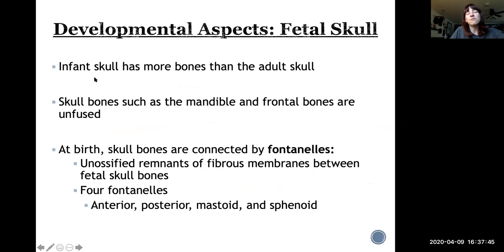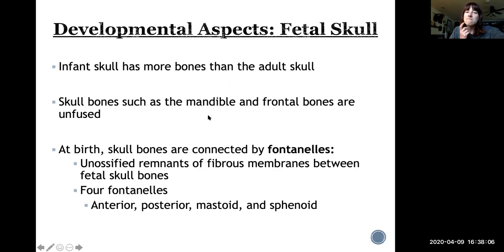So infant skulls have more bones than adult skulls, believe it or not, because they're not fused yet. So you end up having more bones at the beginning when you're first born, and then they fuse together to form other bones. So you end up having fewer bones after that happens, as you grow to be an adult.